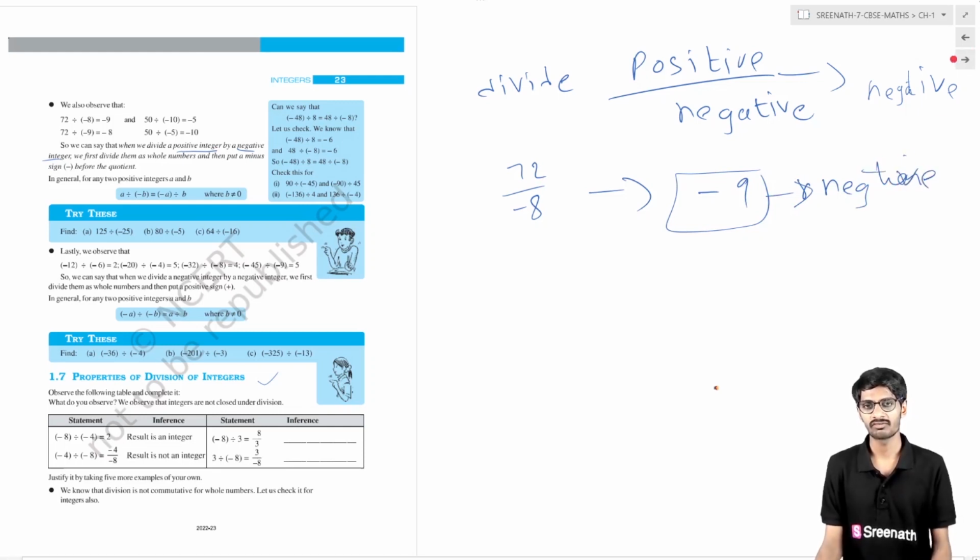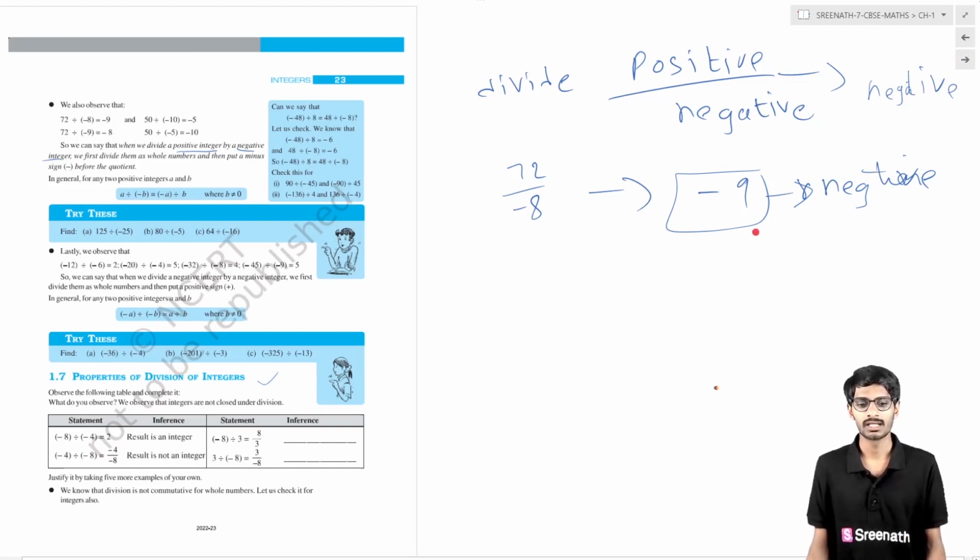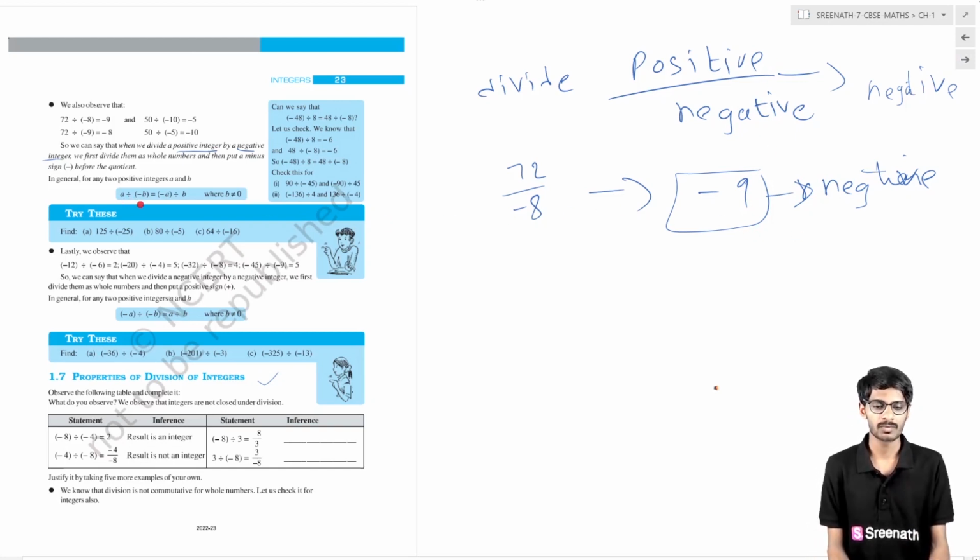So in division, if you have a negative integer in either the numerator or denominator, you will get a negative. So a divided by minus b or minus a divided by b gives rise to a negative only, and a divided by minus b and minus a divided by b are both equal.